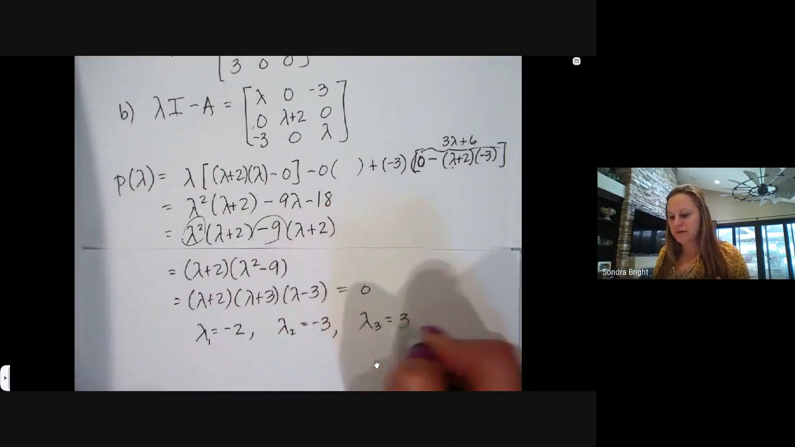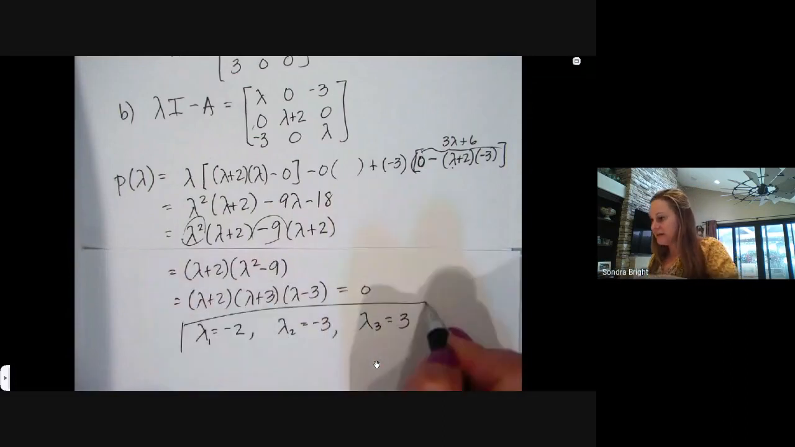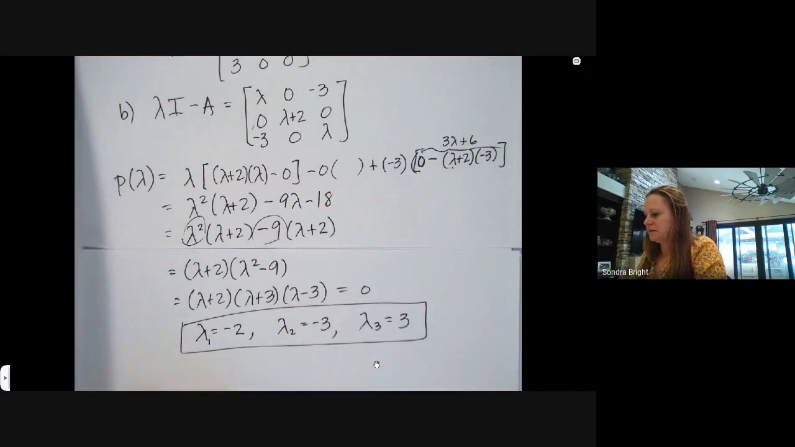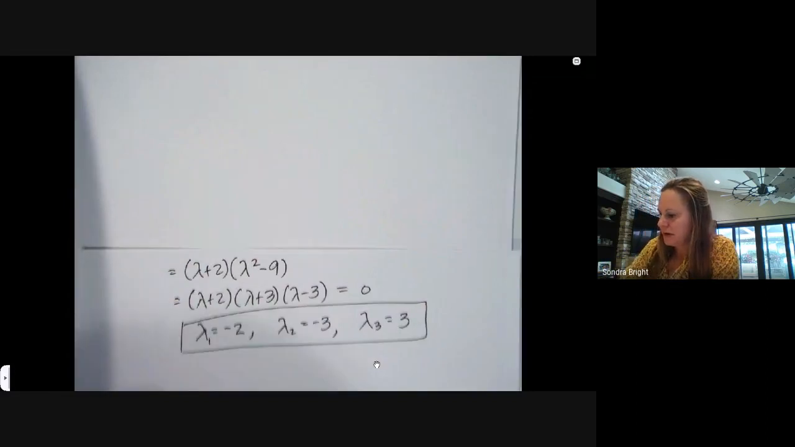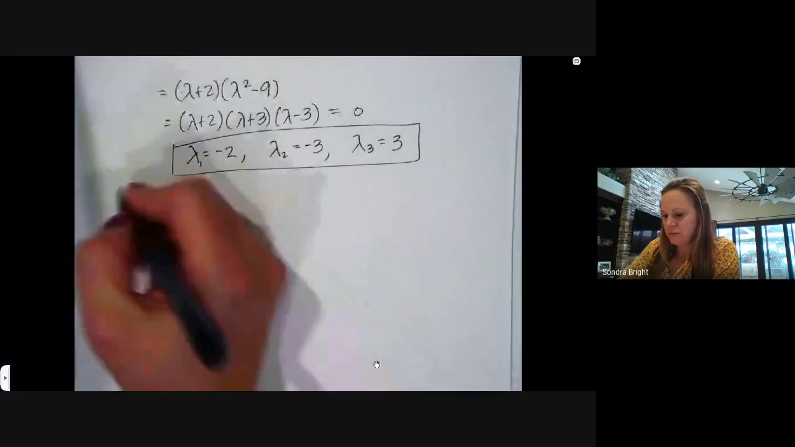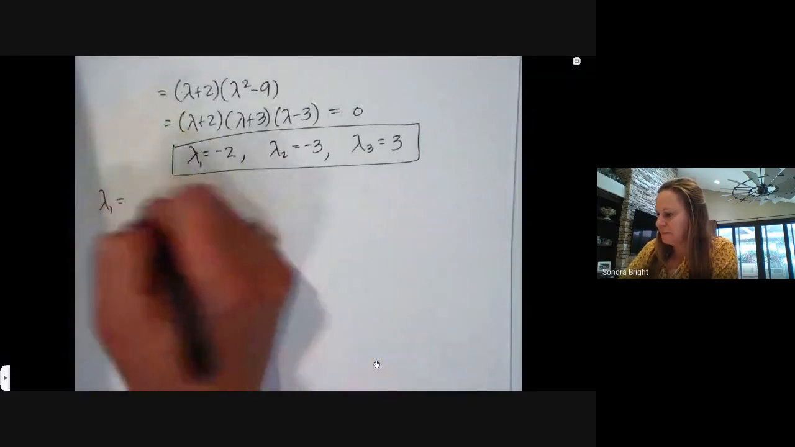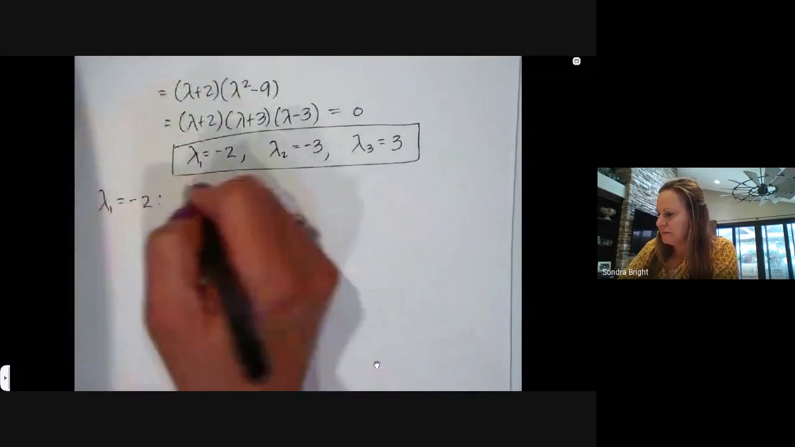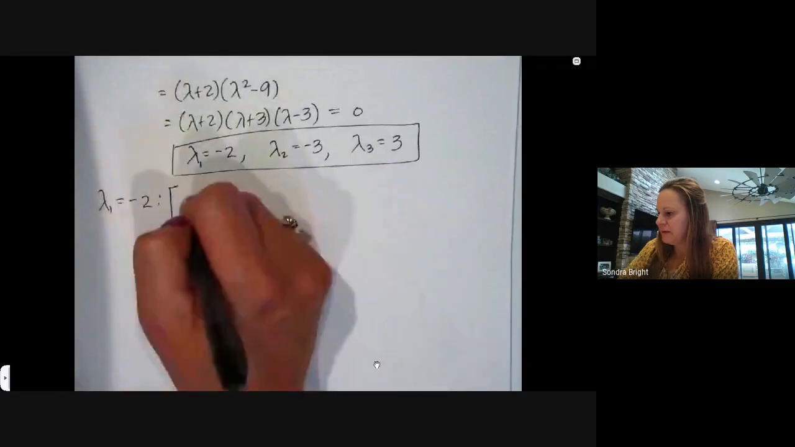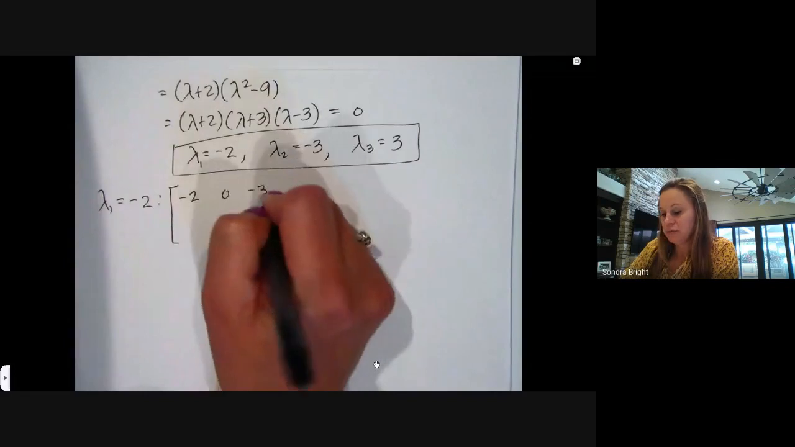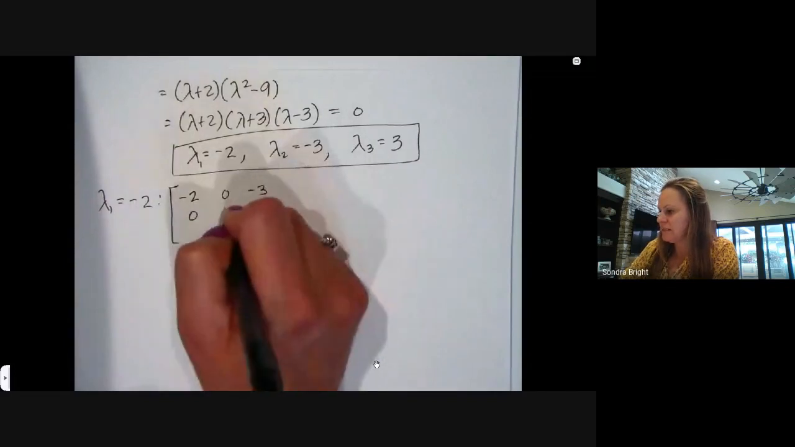There's your eigenvalues. Now we find the eigenvectors. So for when your eigenvalue is negative 2, you're going to get a negative 2, 0, negative 3, 0. Negative 2 plus 2 gives me a 0, 0, negative 3, 0, negative 2.